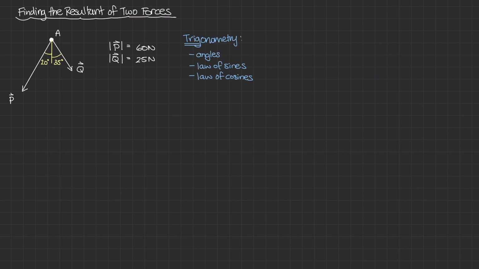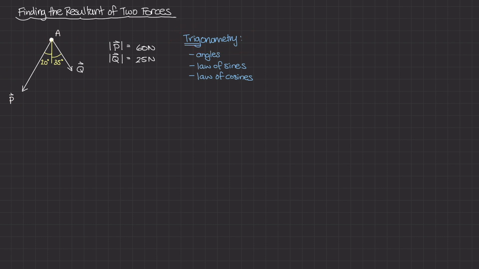And they are acting at very specific angles from this vertical line. P is acting 20 degrees to the left, and Q is acting 35 degrees to the right of this vertical line. So in this example, we are going to find the resultant of P and Q using trigonometry.